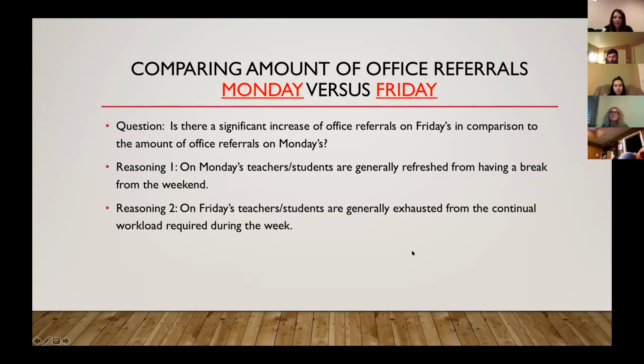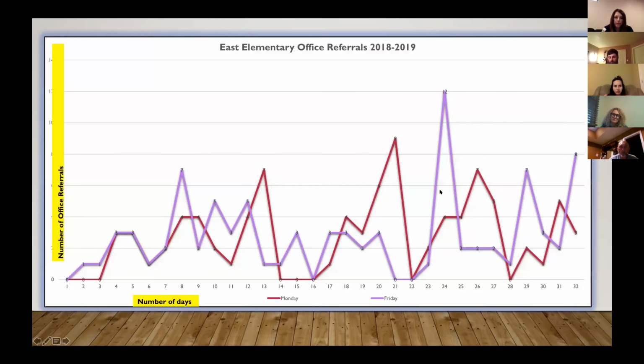So I was basically trying to see, for my null hypothesis, of course, we know there would be no statistical difference between the number of referrals, and then the alternative hypothesis would be there would be a significant difference between the amount of referrals that we would see. Here is my graph on East Elementary office referrals in 2018-2019. So this is the previous year.